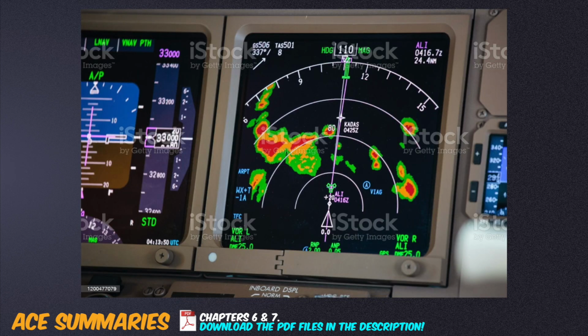The EHSI has 7 display modes: full VOR/ILS, full nav, expanded VOR/ILS, expanded nav, map mode, CTR map mode, and plan view. In all expanded and map modes, the system is also capable of displaying weather radar information.